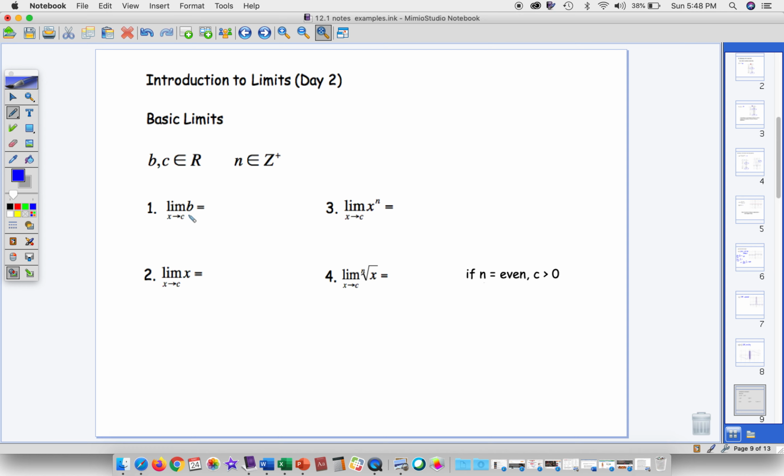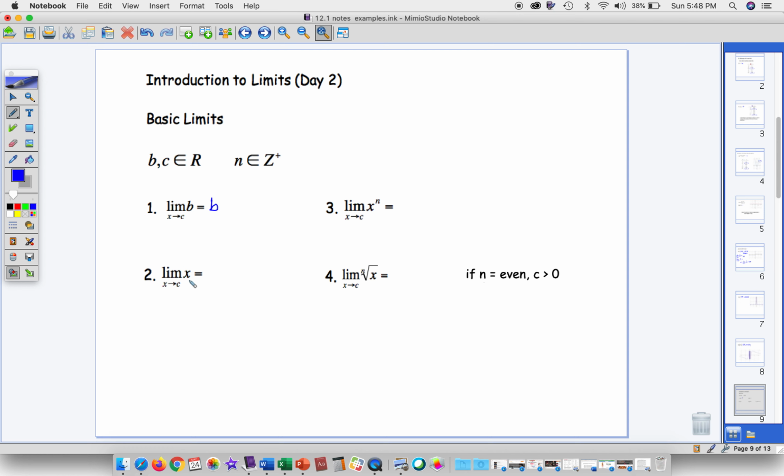So we have the limit of b, where b is some real number, as x approaches c. For instance, think of it as if b were 2. The function 2 is just a horizontal line. So as x approaches c, it doesn't matter what c is, that value is going to be b.